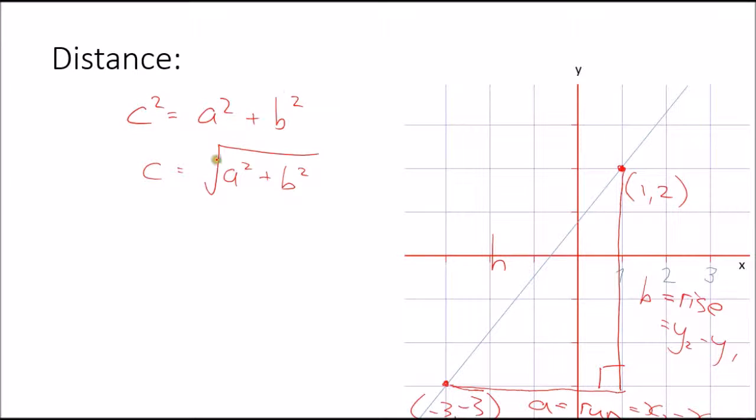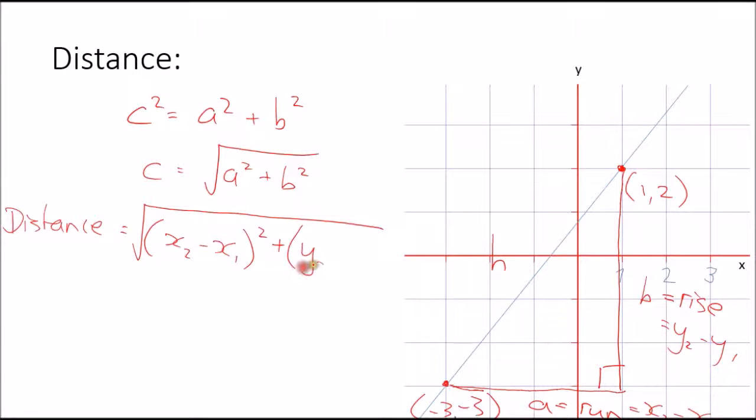And we can replace these values in here with those values from the coordinates on our Cartesian plane. Okay, so distance equals the square root of, so we've got the rise, in fact I'll start with the run, plus the rise, and from that you can work out the distance between any 2 points.